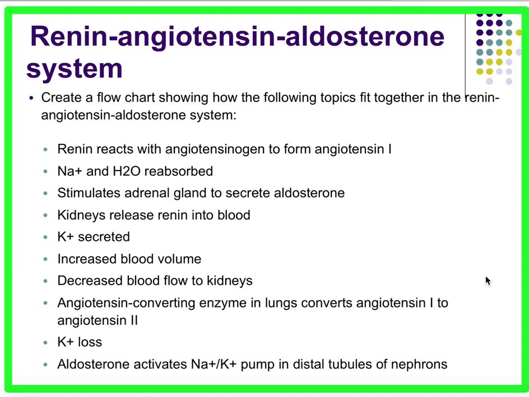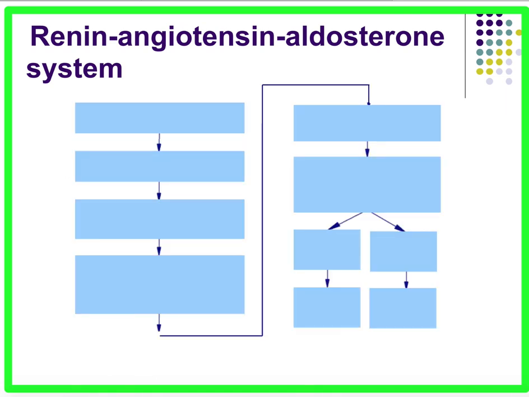This is the word bank for the flow chart, and this is your flow chart, and it's basically your RAA. I'm going to show the first one. This is decreased blood flow to the kidney, and what I'd like you to do is fill in the rest of the flow chart.